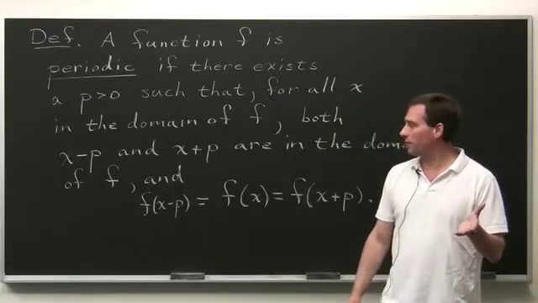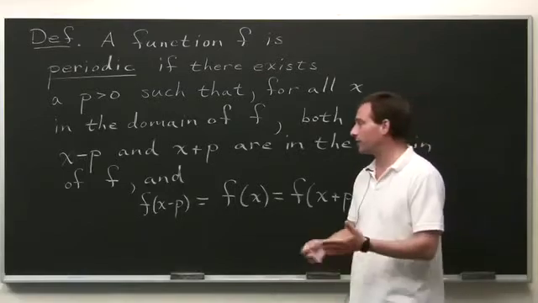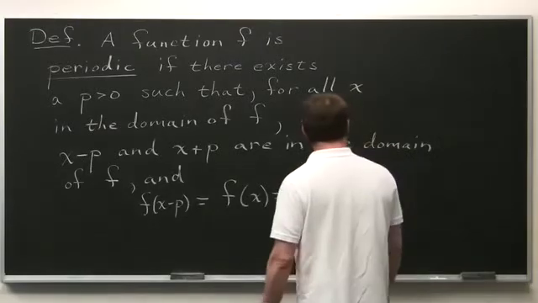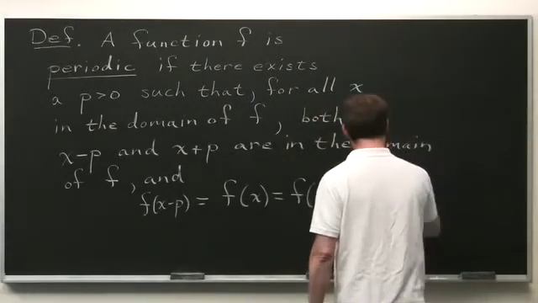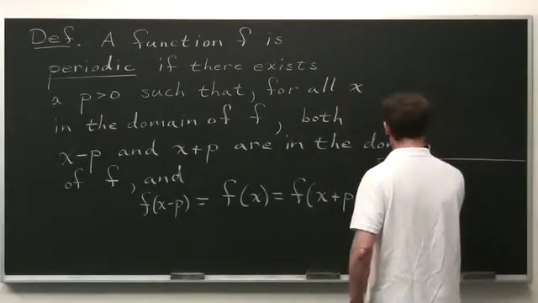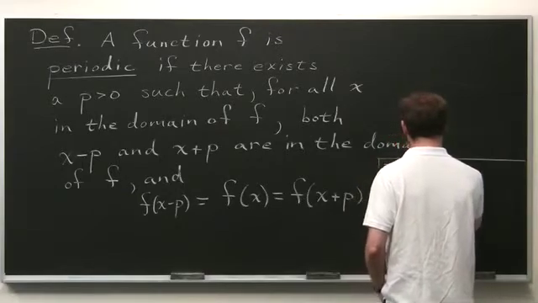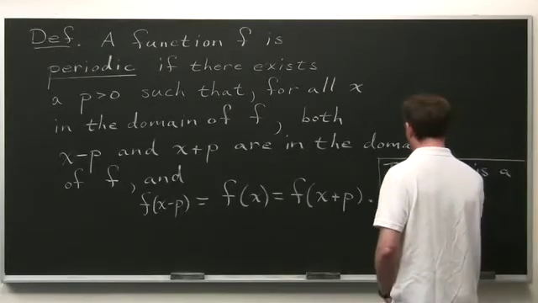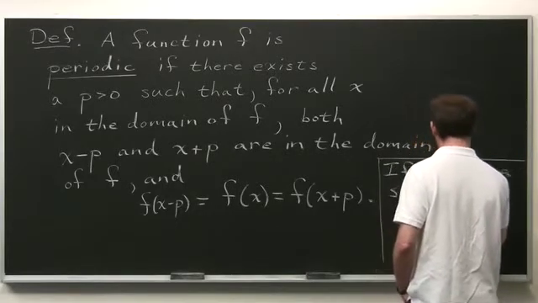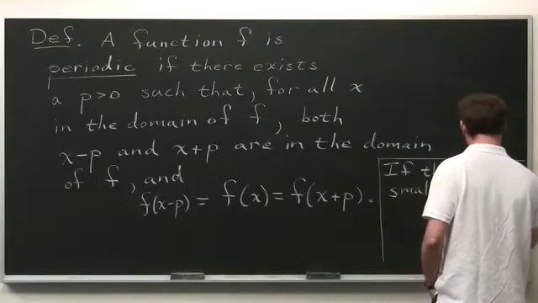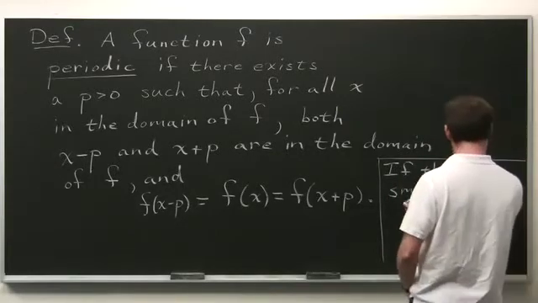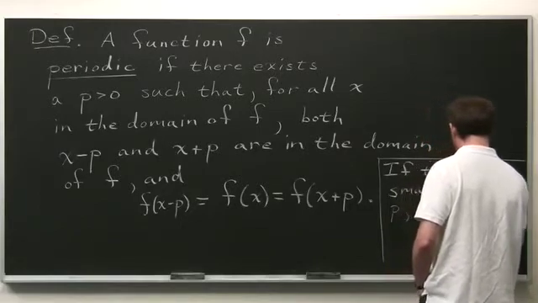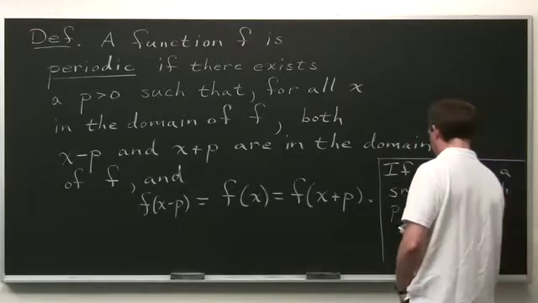If there's a smallest such p, and there doesn't have to be one, for instance, a constant function would have this property no matter what positive p you pick, but if there's a smallest such p greater than 0 that makes the function repeat, that p is called the period of f.